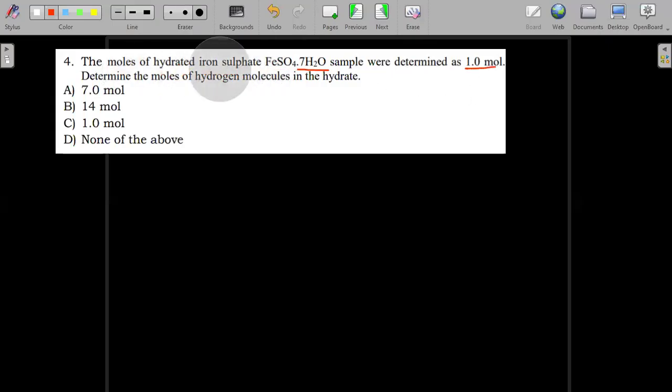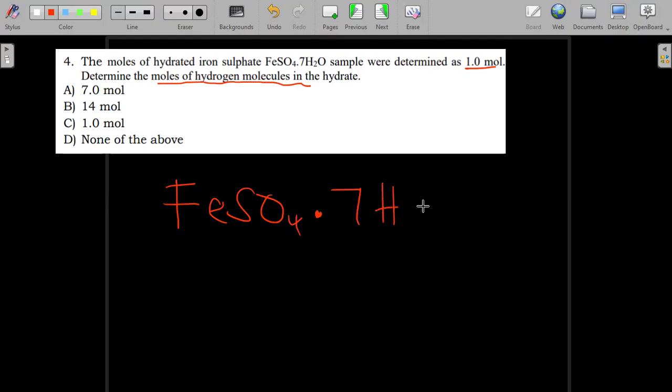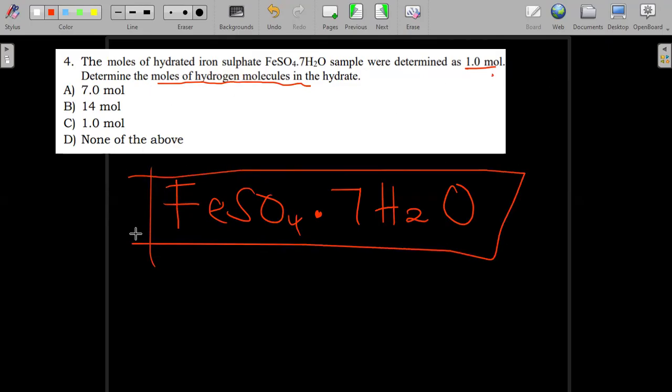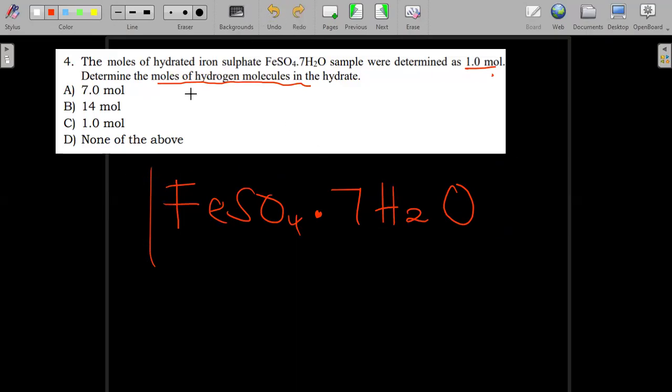And then now the question comes. They're saying determine the moles of hydrogen molecules in this hydrate. So what you do is first of all write this formula that you've been given. Here we've been asked to determine, if I have one mole of this whole thing here, the moles of hydrogen molecules.